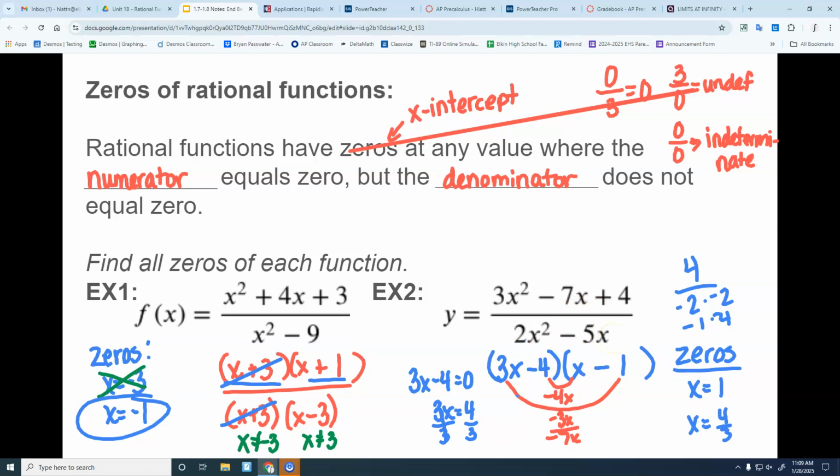Or your other option is to factor that denominator. That factors into x times 2x minus 5 right there. Nothing cancels. So these both are zeros right here. So for zeros, you only care about the numerator, but you've got to use the denominator to make sure there's not a hole there. But x equals 3 is not a 0 right here. Does that make sense?